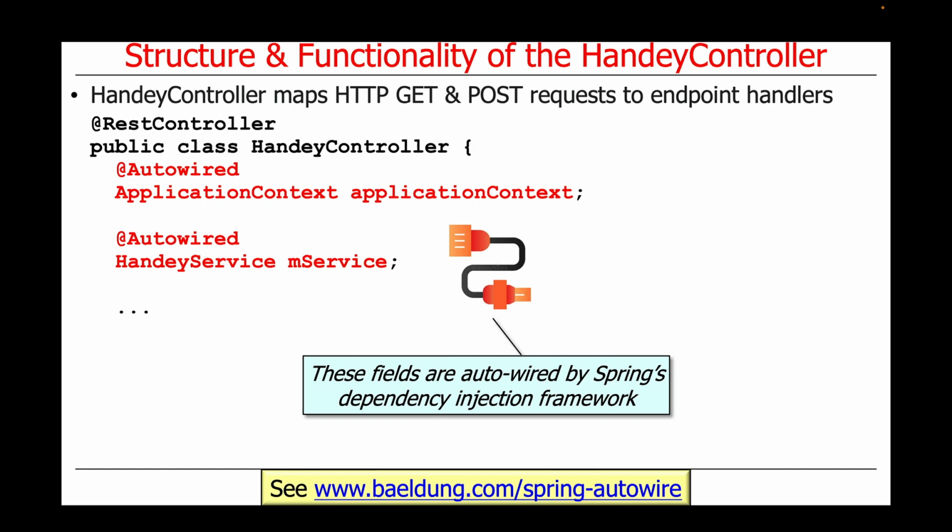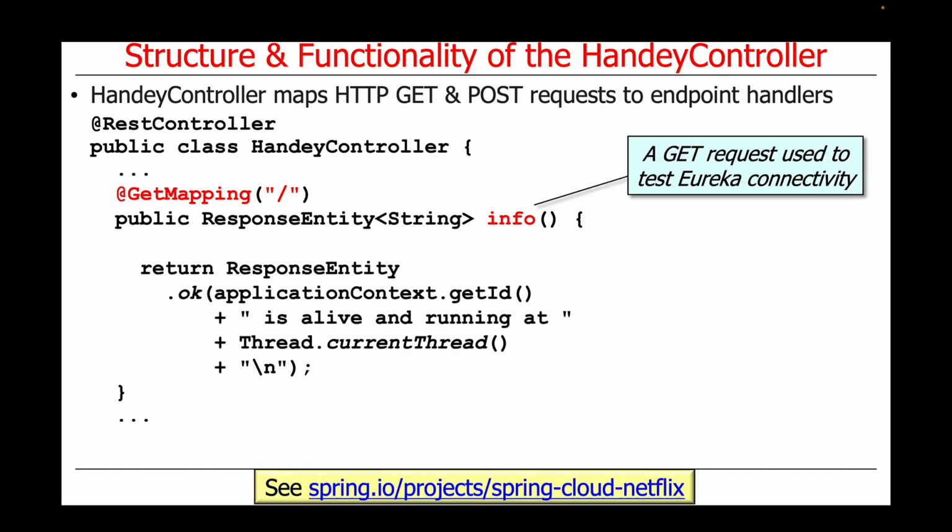And then we also have a service that's auto-wired. Again, this is pretty much par for the course. We've seen this many, many times. So we auto-wire the HandeyController to use the Handey service. Here's the info method that is used by Eureka to find out whether this application controller is still alive. It does that by sending a GET request, just a slash. As you can see, it's just the slash endpoint path. And if that occurs, then this method gets called and it returns back to the Eureka discovery service an OK response saying this application is up and running at this particular thread, which of course will be a virtual thread because we're using virtual threads.